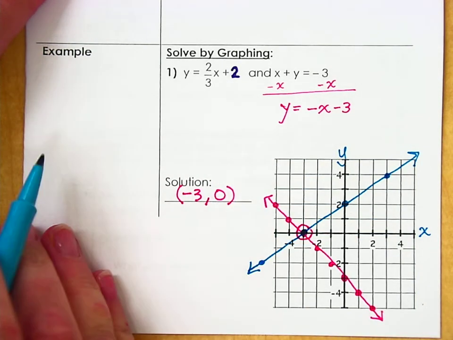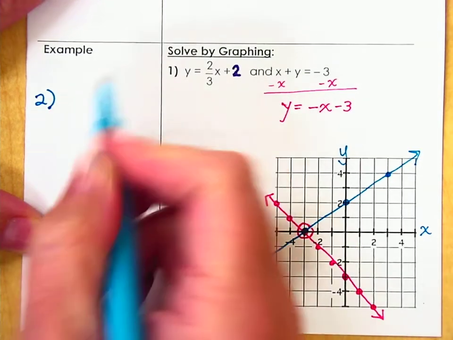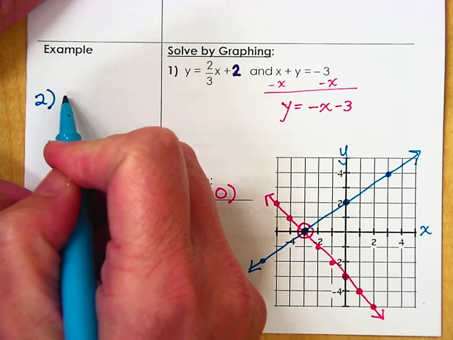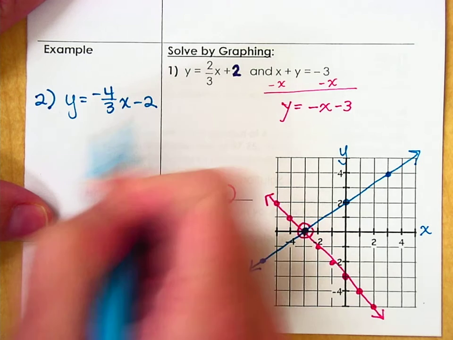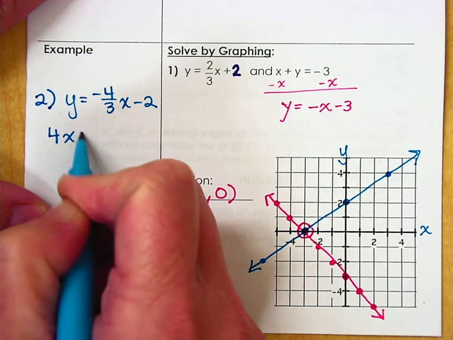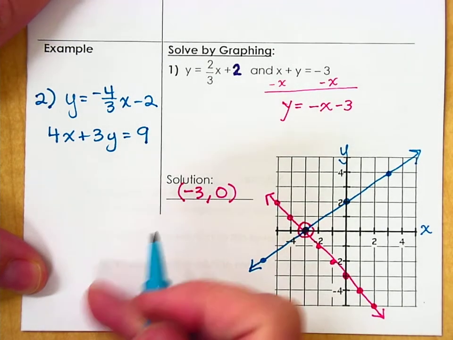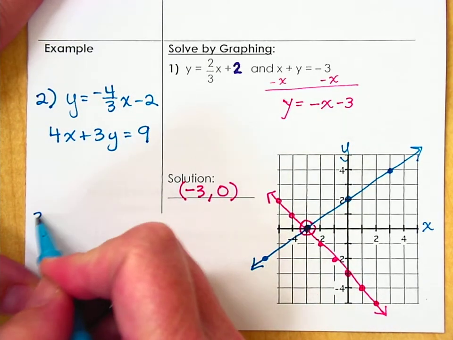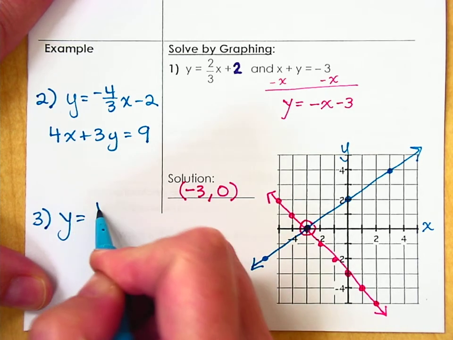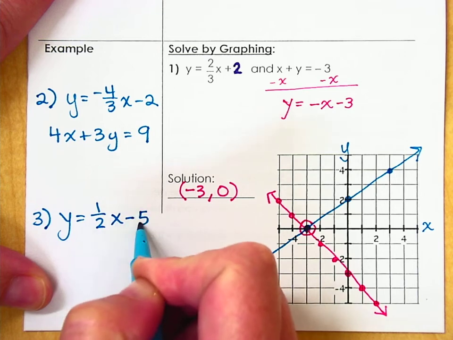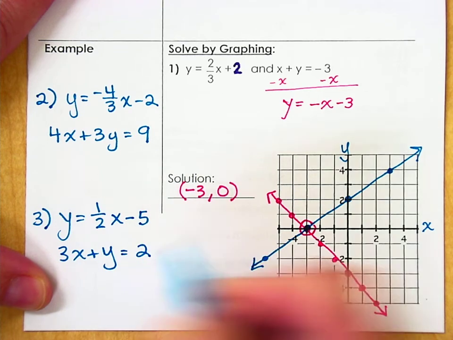Okay, I want to give you two more problems. The first system that we're going to solve together is y equals negative 4/3 x minus 2 and 4x plus 3y equals 9. And then the second system I want you to write down, I'm going to have you solve on your own and then show this to your teacher. Y equals 1/2 x minus 5 and 3x plus y equals 2.